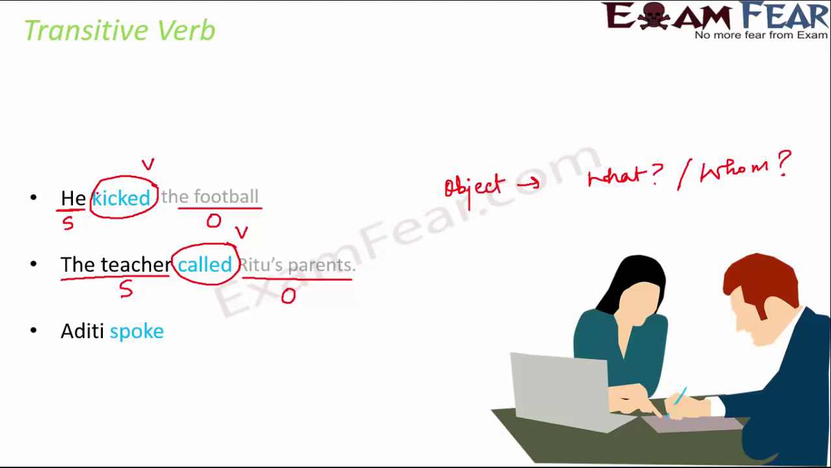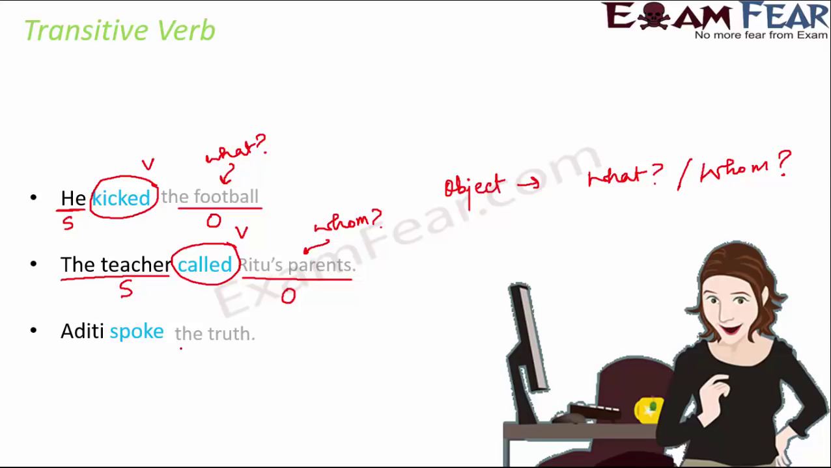For example, he kicked what? So the answer would be football. That means football is the object. The teacher called whom? The answer is Ritu's parents. So Ritu's parents is the object. Aditi spoke what? She spoke the truth. So truth is the object. So this is how we identify object in a sentence.